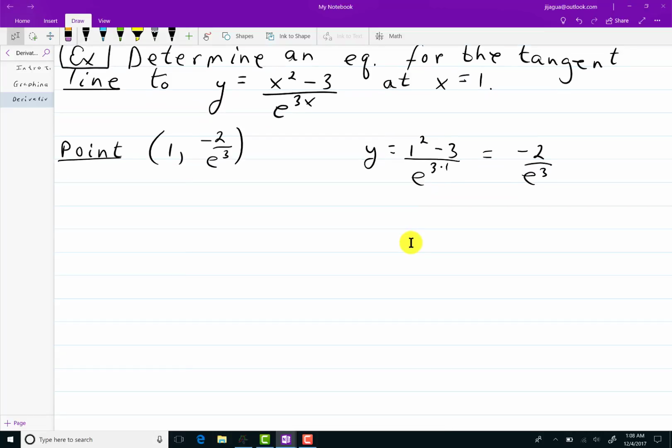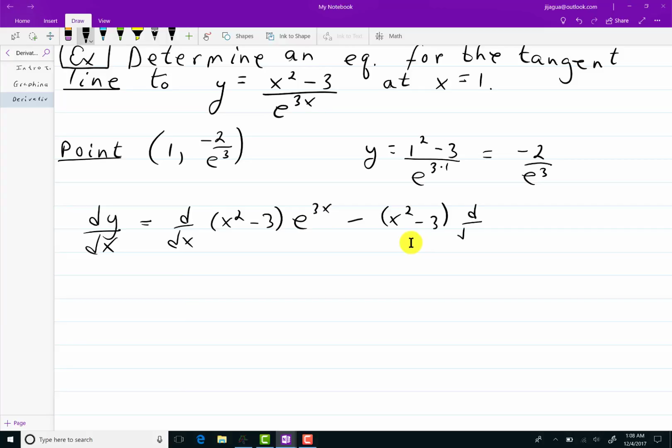Now let's determine the equation of the tangent line by getting the slope. So to get the slope, I've got to take the derivative of y, dy over dx, equals, take the derivative of the numerator first, x squared minus 3, leave the denominator alone, minus, leave the numerator alone, and then take the derivative of the denominator.